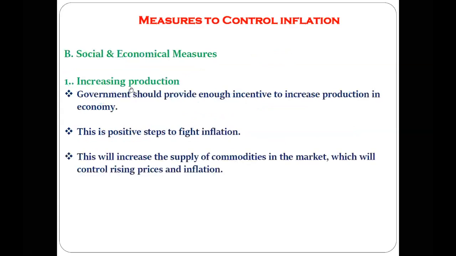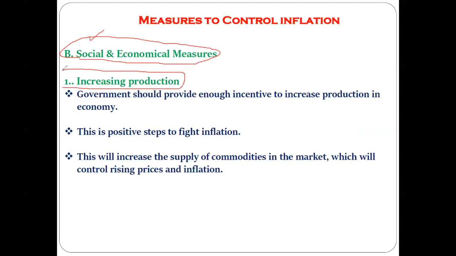Yes, sir. Then the last category in the control measures we have is the social and economic measures. Social and economic measures. Now in that, the first solution is increasing the production. Increasing the production of what? Increasing the production of goods and services. Now tell me, if there is an increase in the production of goods and services, then what can happen?